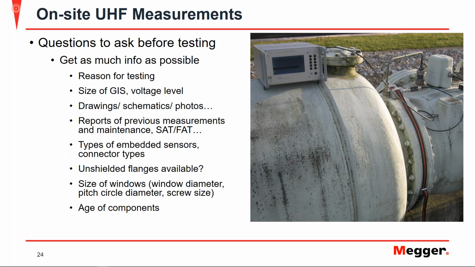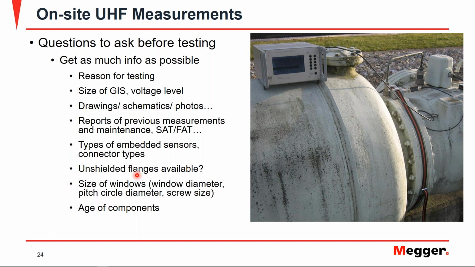Previous measurement data is always nice to know, so that you can do some trending or at least some comparison. Find out the types of embedded sensors they have and the connector types, so you know what you have available before you get out to the field to take the measurement. Also, do they have any unshielded flanges available, as we've talked about? Here we have an example out in the field where the external flange sensor is placed right here, with the frequency converter unit and out to the measurement device.